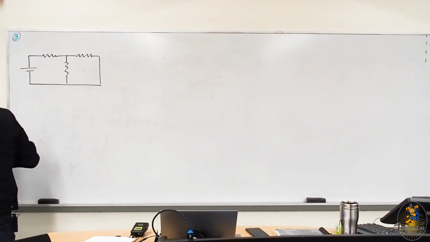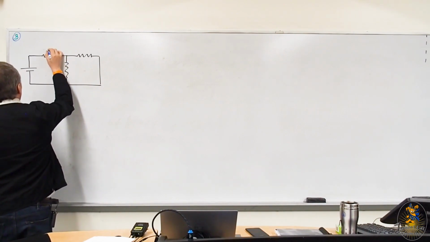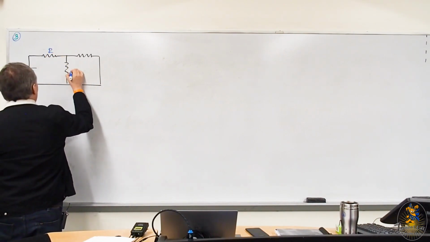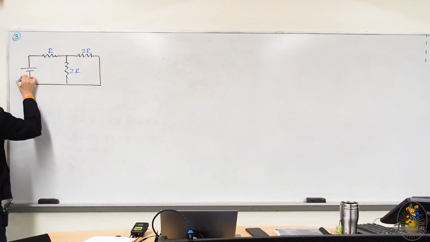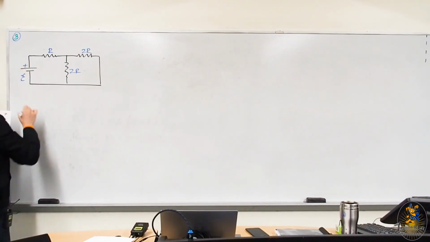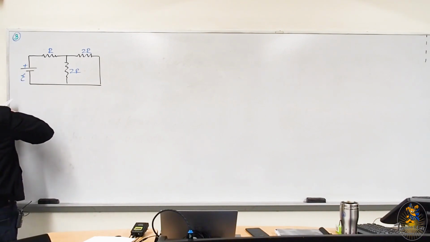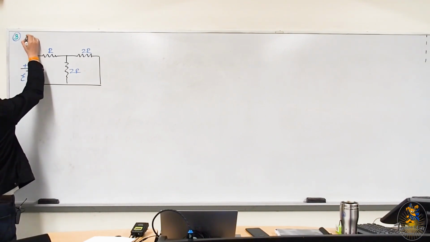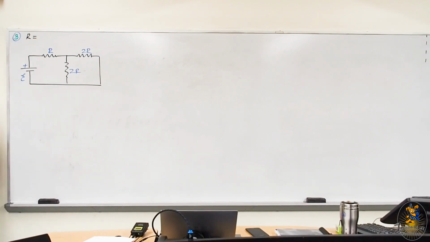So now let me label them. R, then 2R, 2R, and this is EMF. Of course, this is the positive electrode. Right? And on top of this, first let me write down the value of R, which is given. So R equals 12 ohm.